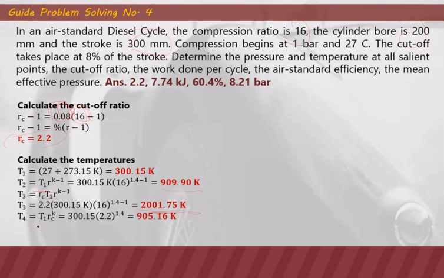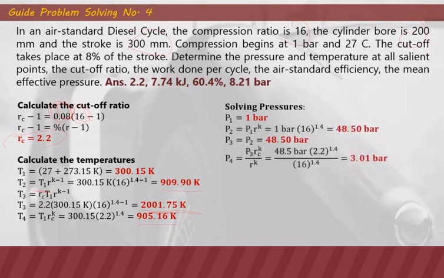And for T4, that's T1 RCK. That's why we have 905.16 Kelvin. So these are the temperatures at the salient points. Solving for pressure at the salient points using the formula that we already established, we can get P1 to P4 using the cutoff ratio as well as the compression ratio.